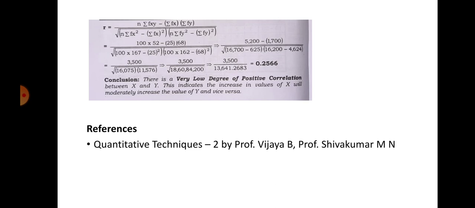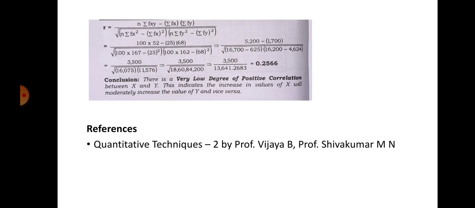There is a very low degree. Below 0.5 is low degree. There is a very low degree of correlation between the two variables x and y. What is x? Not given. What is y? You have to take them as variables. Now you have to write the inference. It is sufficient if you write positive: there is positive correlation. But don't forget to write that, because this is a full question carrying 16 marks.